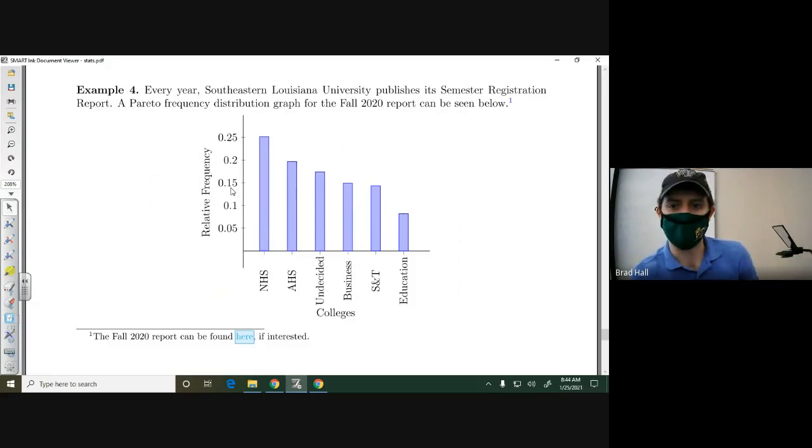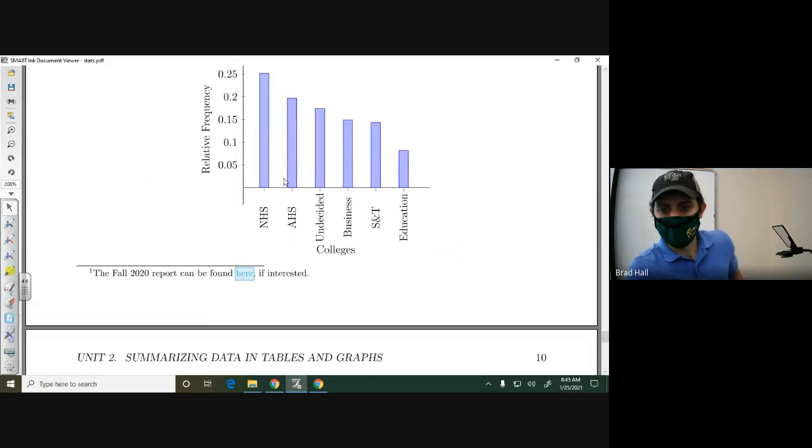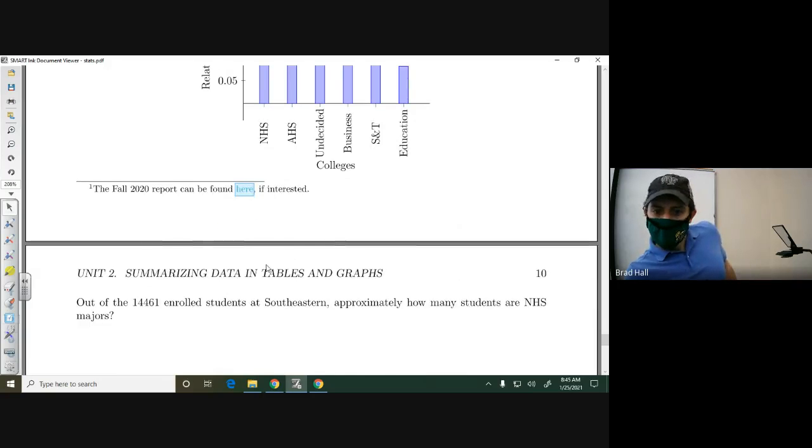So in other words, here's a Pareto frequency distribution. Notice the relative frequencies. This isn't telling us that 0.25 people are nursing health science majors. That doesn't make any sense. This represents the percentage or the proportion. 25%, I think it's legitimately 25.17, if I remember correctly, but that tells us the relative frequency.